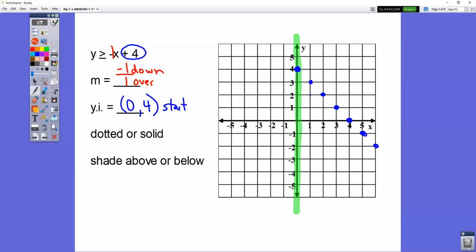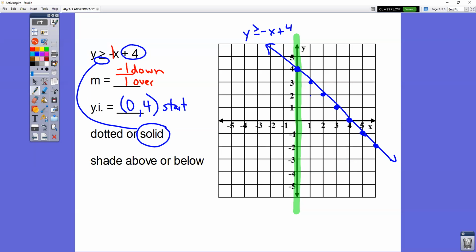Is it a dotted or a solid line? Well, because you see the picture of the or equal to symbol, that or equal to symbol means that it is a solid line. So I'm going to connect the dots using a solid line this time. That includes all the dots that are on that line. I'm going to label it right away.